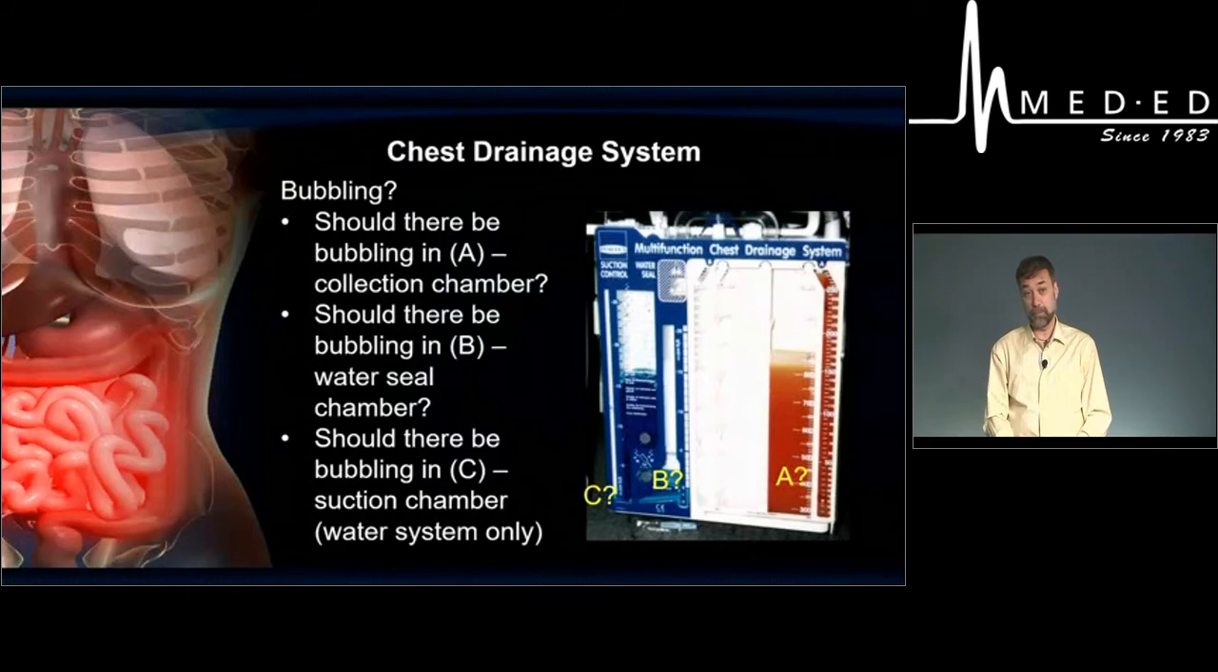Now, if it's a water suction, should there be bubbling in C? Yes. Not only should there be bubbling, there should be continuous bubbling because the suction is being pulled through the water, so that it should continuously bubble. If there's no bubbling in C, then the suction isn't working. Now, of course, today most of us use waterless systems for suction, so instead of water in C, there may be bellows, and the bellows should be pulled out or inflated, and that's the way you determine whether suction is working on a newer chest drainage set.